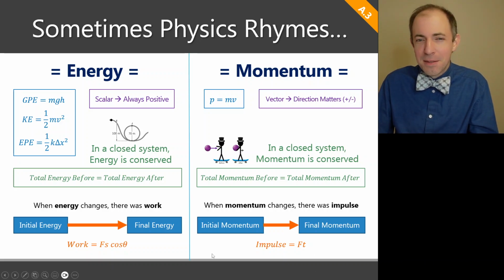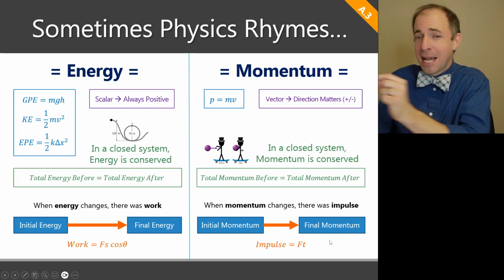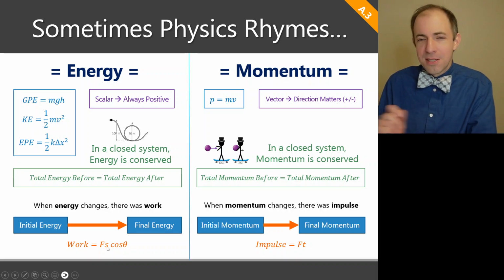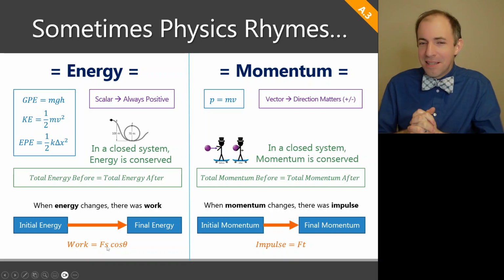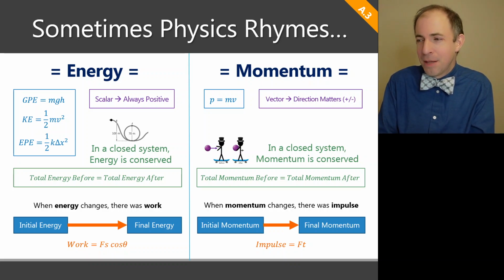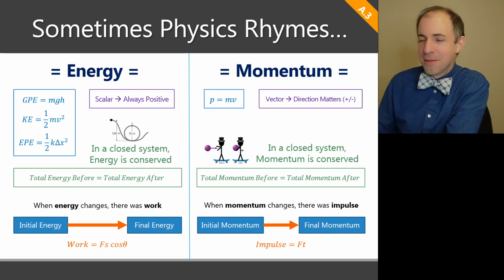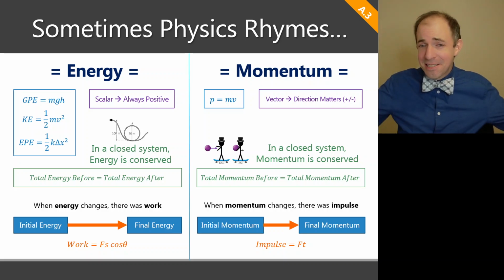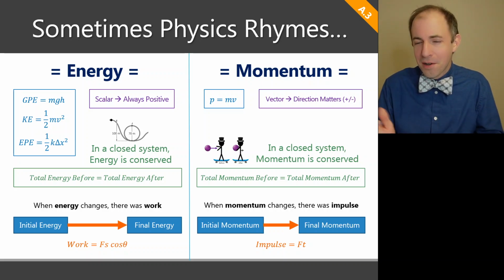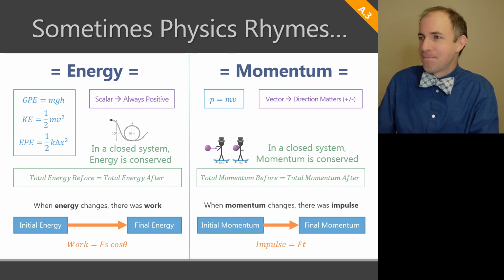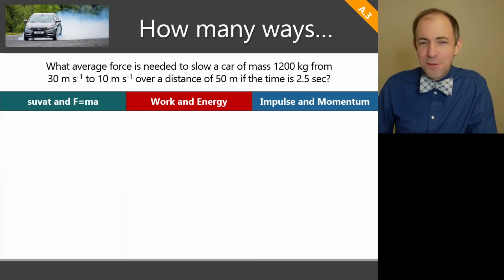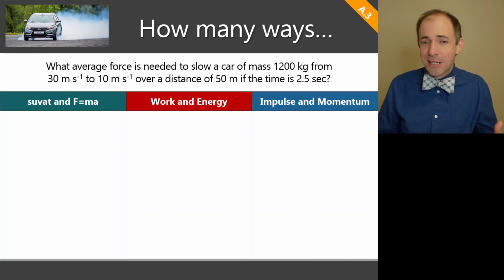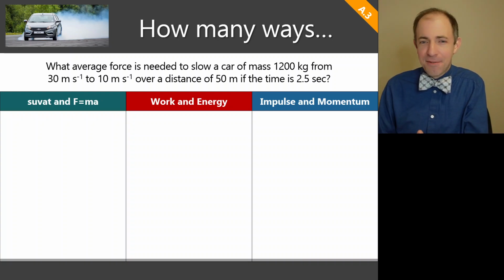Notice that these are very similar quantities. Impulse is force times time. Work is force times displacement. So if you know the amount of time that the force is being applied, you might want to use momentum. If you know the distance that the force is being applied over, you might want to use energy. So since we have now multiple tools in our toolbox, we can actually solve some problems in many different ways.